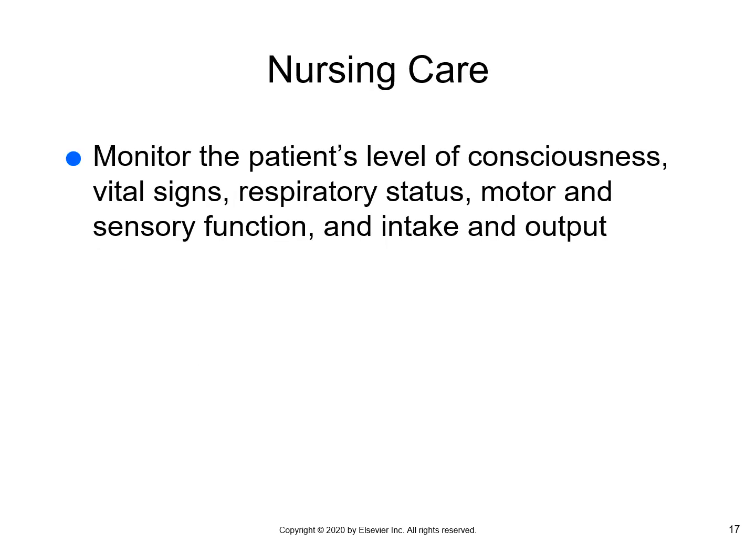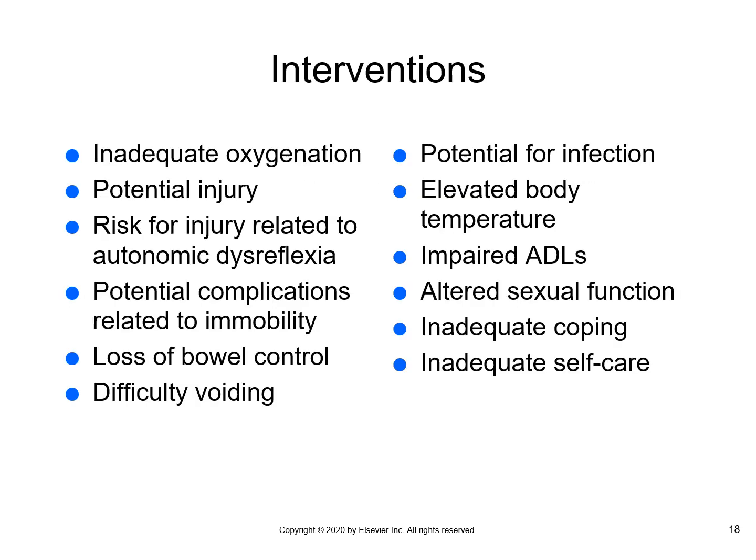So nursing care for patients that have a spinal cord injury, we have to make sure that we're monitoring the patient's level of consciousness, vital signs, respiratory status, motor and sensory function, and the intake and output. And this is the list of interventions that we can do to correct the situation. You want to provide adequate oxygenation to the patient, making sure we are preventing injury or further injury.